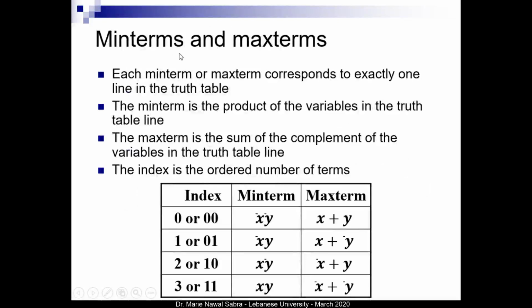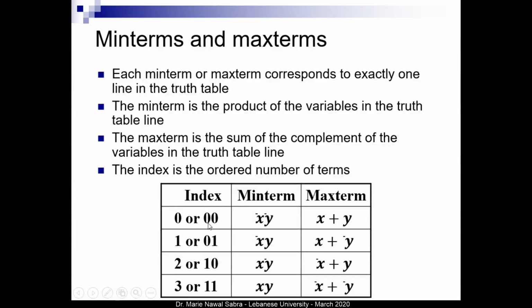So we are going to define both of them, but later on we are only going to work on the min-terms because the method is the same, either for min-terms or max terms. Each min-term or max term corresponds to exactly one line in the truth table. The min-term is the product of the variables in the truth table. The max term is the sum of the complements of the variables. The index that we have here is the order of the term.